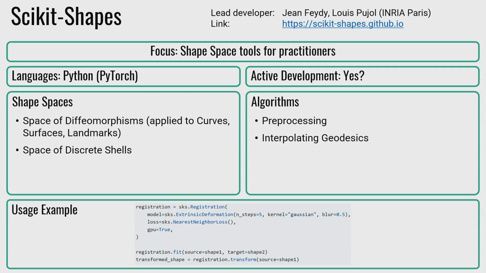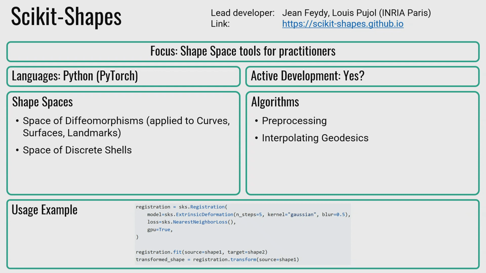Then there's scikit-shapes, which is something like a new kid on the block from the people in Paris, because they were traumatized that Deformetrica is gone, so they introduced scikit-shapes, especially Jean Feydy, also at INRIA Paris, and it's really what their focus is. They want to bring all these shape space tools, but they want to build a framework that is nice to use for, let's say, biologists or whatever, so that they can apply this to problems that they have in real life.